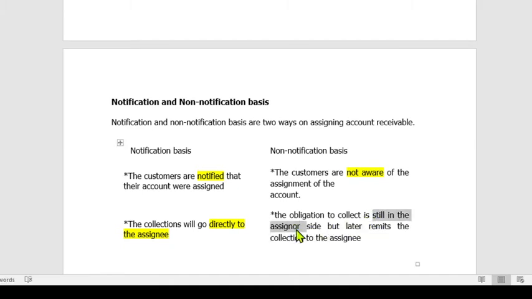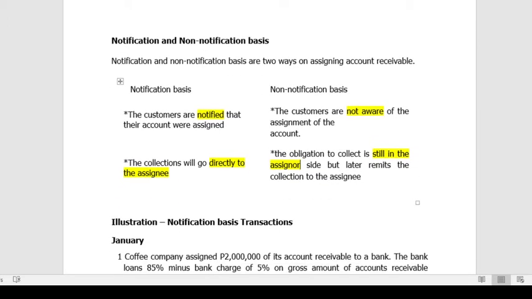Sino yung assignor? Ikaw, yung nag-assign ng receivable. Ikaw na nangutang dun sa bangko. Ikaw pa rin ang may obligasyong kolektahin yung mga payments ng iyong receivable accounts. Anong gagawin mo ngayon? You will remit the collections to the bank or the financial entity later. So there are implications on the recognition of the journal entries in the recording of these transactions. So mahalaga na ma-identify mo at the very first instance kung ito ba ay under notification or non-notification basis.